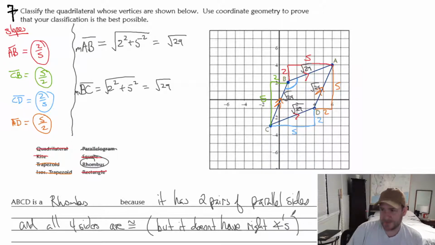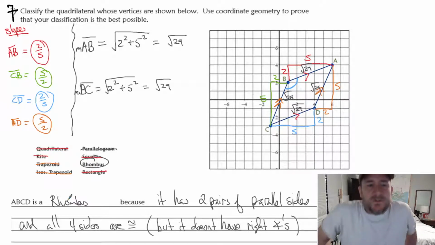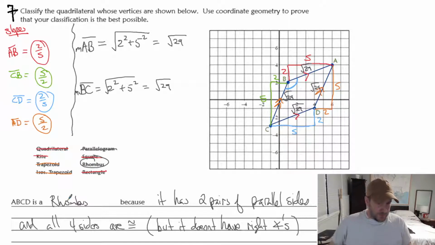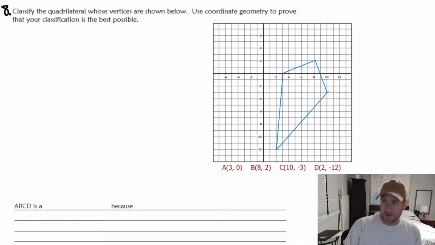And saying that it doesn't have right angles is just your way of saying that it is not a square, because technically square would be a better answer than rhombus. So you shouldn't just leave it at a rhombus in case it's a square. So you have to prove that it's not a square as part of your explanation. But that's it. Took us 6 minutes to do that one, so let's do 8. Should take us 6 more minutes, then we're done.